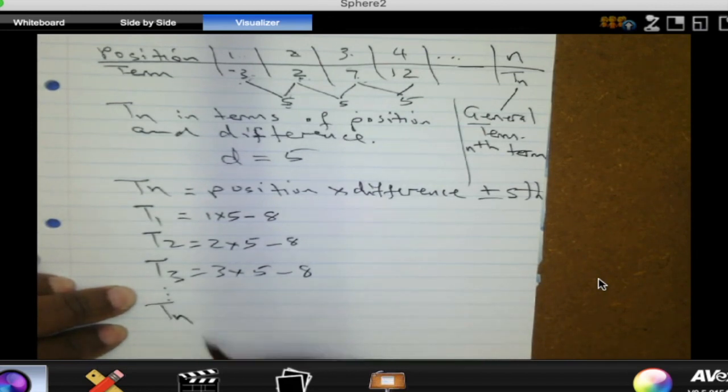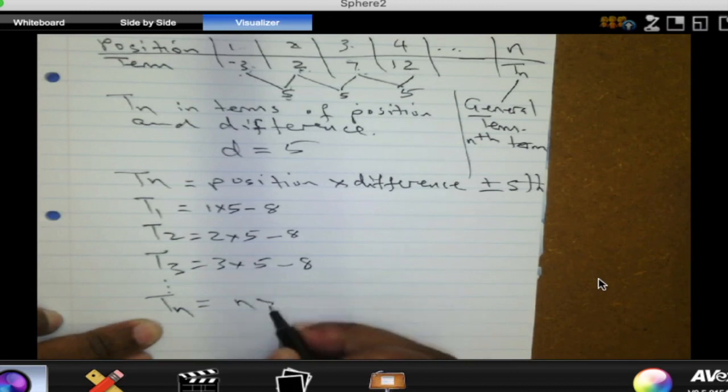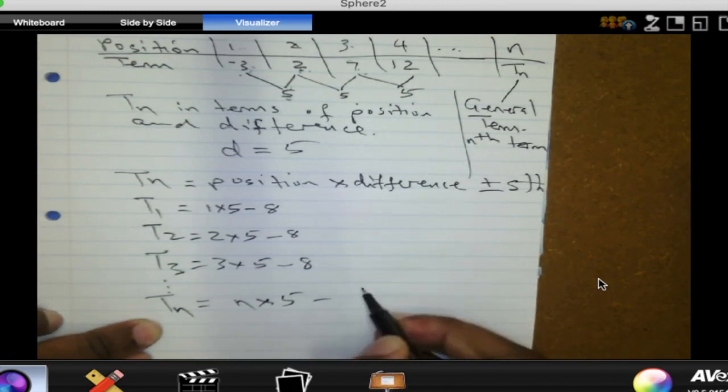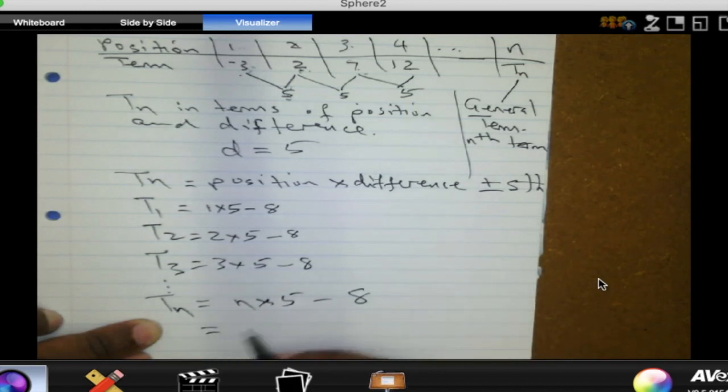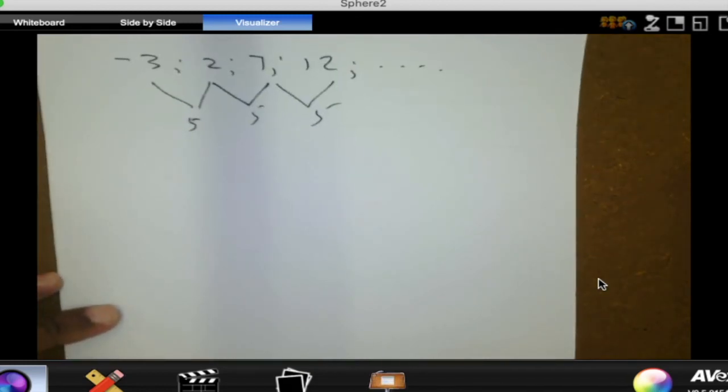So we need to also think the same way for Tn. So to get Tn, we take the position, which is n, multiply it by the difference, which is 5, and then we need to subtract 8, which is why Tn is equal to 5n minus 8. All right? Do you know a formula for finding Tn?